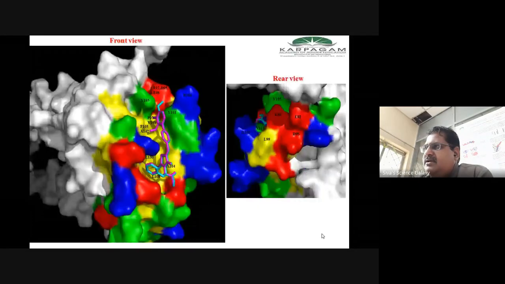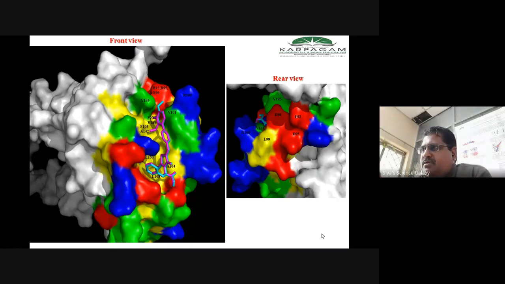Okay. Now look at the slide. Now I have colored the residues which are within 4 angstrom proximity to the ligands. Okay, I'm showing the front view as well as the rear view. So you can see the position of the ligands.